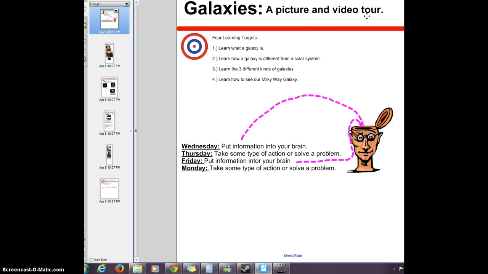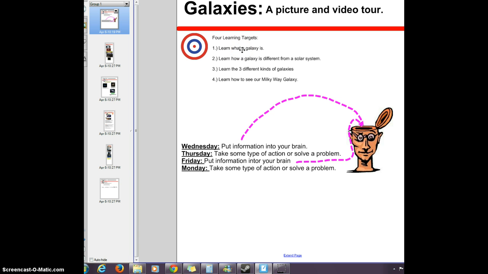There are 4 learning targets that I'd like you to learn within the next couple of weeks, and we'll learn them as we actually take some action and solve a problem. Today I'm going to put some information into your brain. Friday I'll put some more information into your brain, and I'd like to use the alternating days of Thursday and Monday to do some type of activity or solve some type of problem. We have 4 targets that I'd like you to learn over the next couple of weeks, along with a few others that I'll reveal to you later.